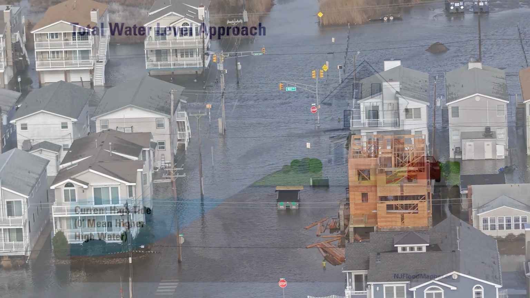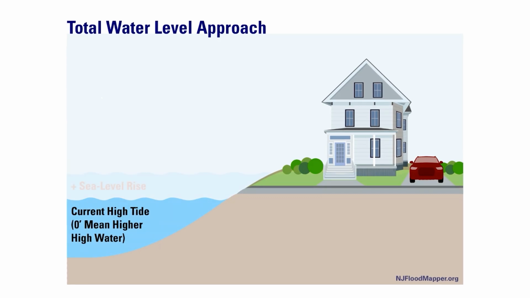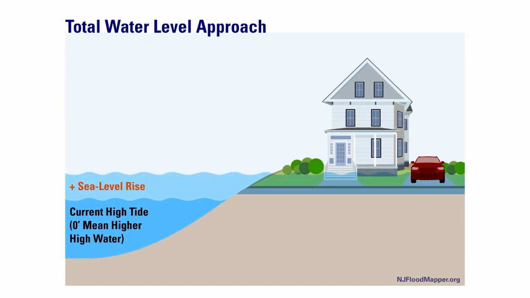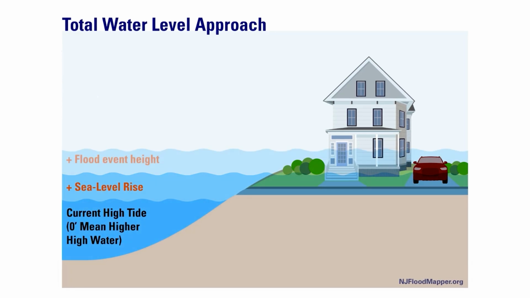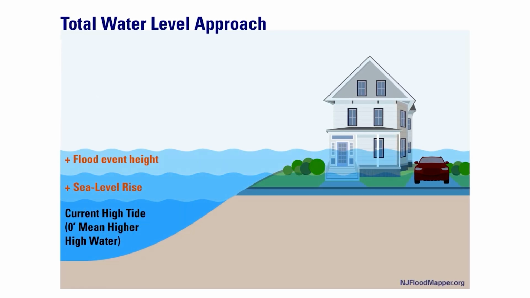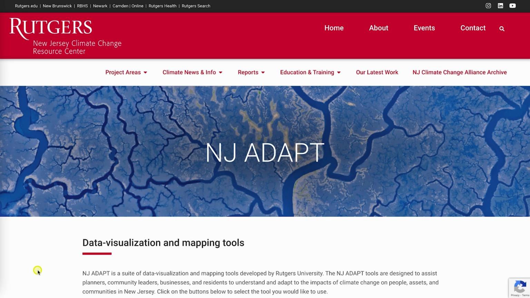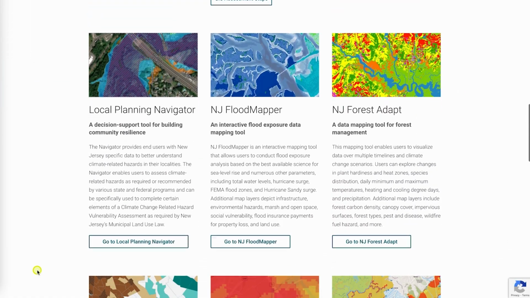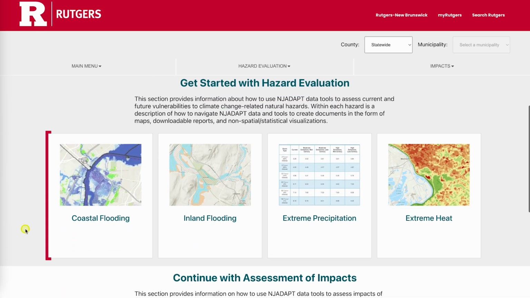The total water level dataset offers a composite of the multiple flood hazards of sea level rise, storm surge, and high tide flooding, allowing users to assess a variety of conditions that might cause flooding to reach a certain water level. Starting once again at the NJ Adapt homepage, scroll down to the Local Planning Navigator and click on the icon. Scroll down again and click on Coastal Flooding.